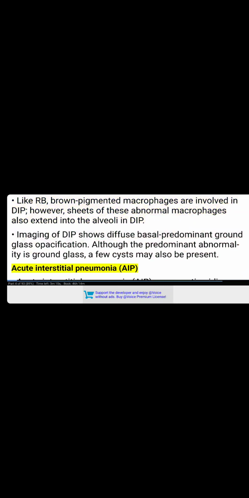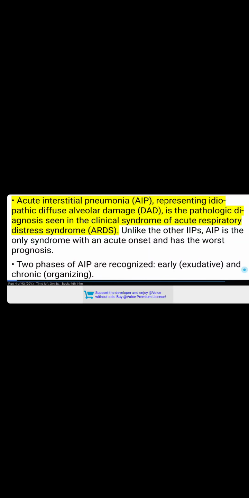Acute interstitial pneumonia (AIP). Acute interstitial pneumonia (AIP), representing idiopathic diffuse alveolar damage (DAD), is the pathologic diagnosis seen in the clinical syndrome of acute respiratory distress syndrome (ARDS). Unlike the other IIPs, AIP is the only syndrome with an acute onset and has the worst prognosis. Two phases of AIP are recognized: early exudative and chronic organizing.